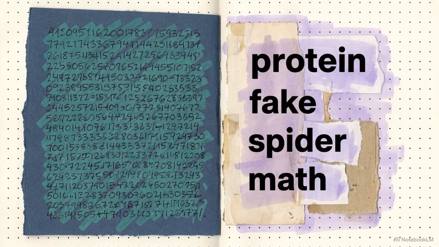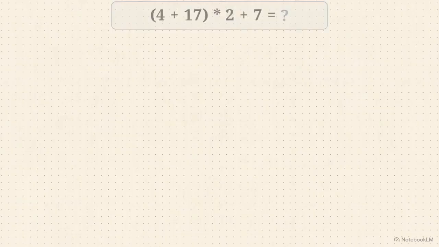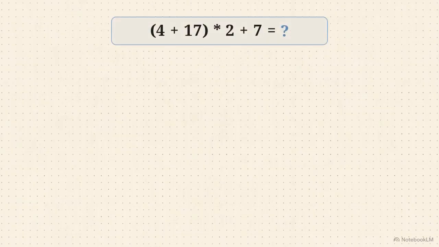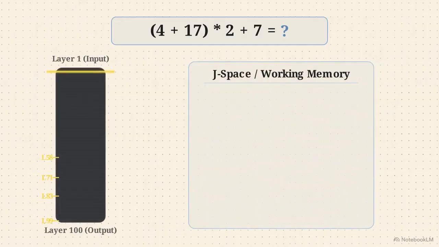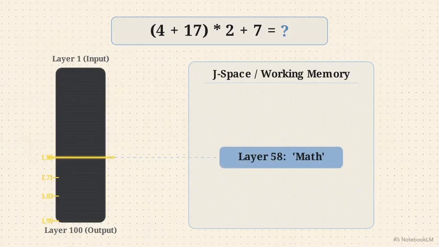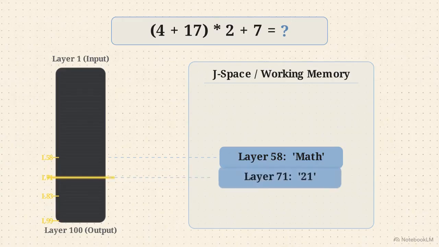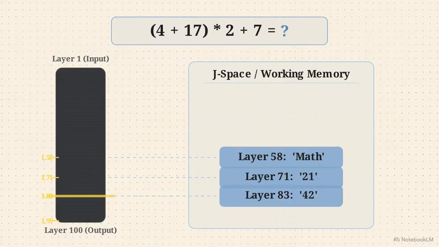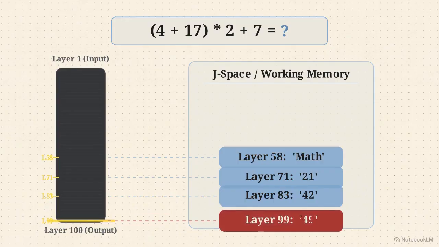To see how this works, we can rerun a complex arithmetic problem, 4 plus 17 times 2 plus 7, and pause time to scan the neural network layer by layer. Looking at this model's architecture, a scan line stops at layer 58. The tool intercepts the word math. Moving deeper to layer 71, it reads 21. Down at layer 83, it catches 42. Finally, right at layer 99, the answer 49 surfaces.